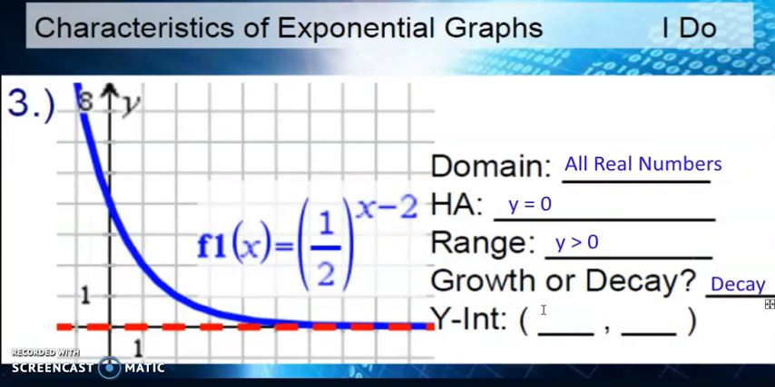Now the thing that will change though is the y-intercept. So if we look at our graph, our y-intercept is when it crosses the y-axis. In this case, it is at 4. So your y-intercept is going to be at 0, 4. So the only thing that this -2 in the exponent affects is the y-intercept.